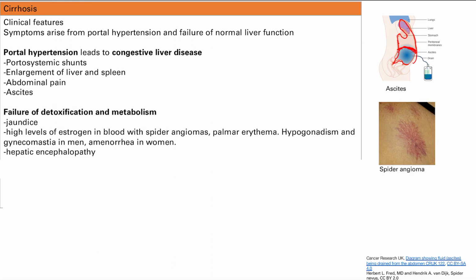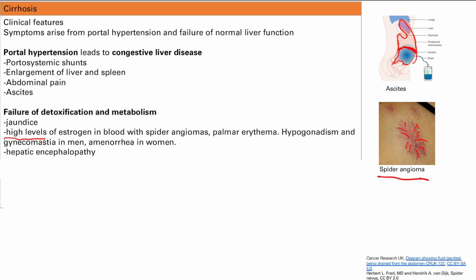You're going to get something called spider angiomas, which you see on the right. It's just very spidery little red discoloration on the skin. You get palmar erythema, that's redness of the palms. In men, too much estrogen causes hypogonadism, and it causes gynecomastia, which is like developing of breast budding in men. And in women, you get amenorrhea because you're messing up the menstrual cycle with too much estrogen. So remember all those clinical features from estrogen.